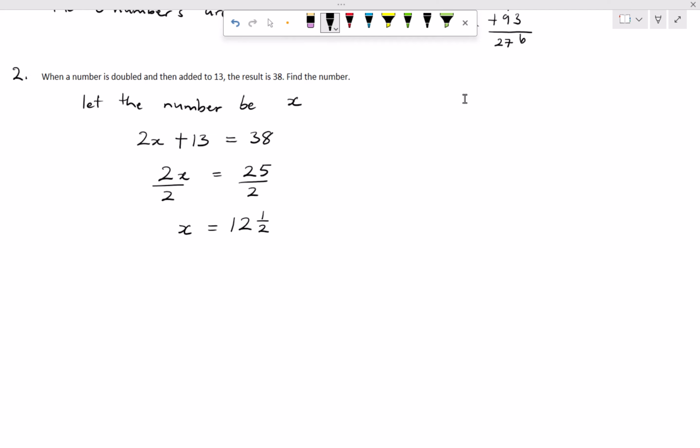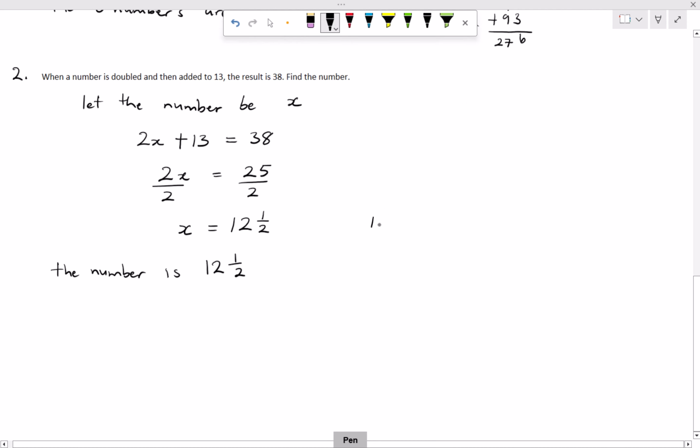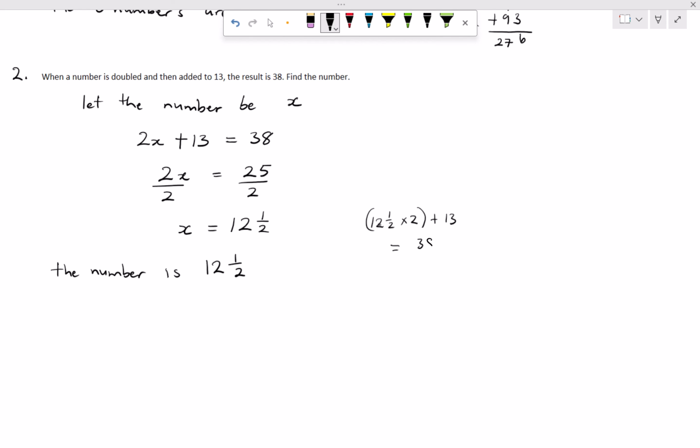So the question is saying find the number. So the number is 12 and a half. Again, you can check whether your solution is correct, whereby we are saying when a number is doubled and then added to 13, the result is 38. So we say our answer, 12 and a half times 2, that's it being doubled, plus 13. If we add this, we get 38, meaning that our solution is correct.